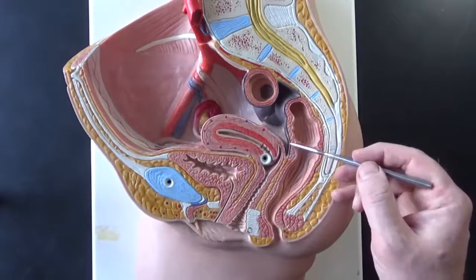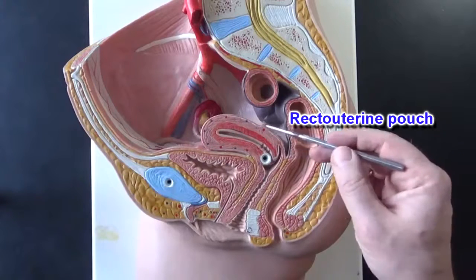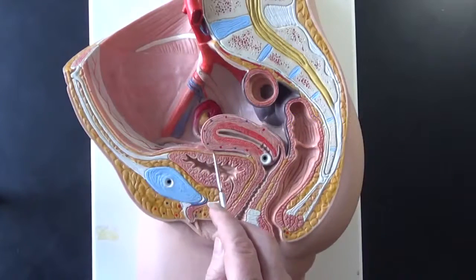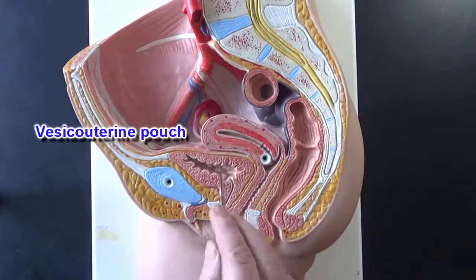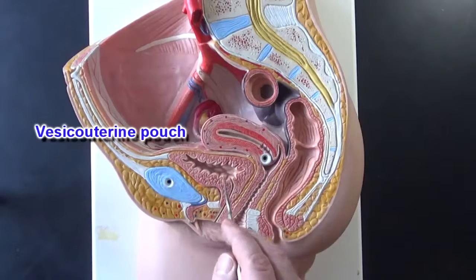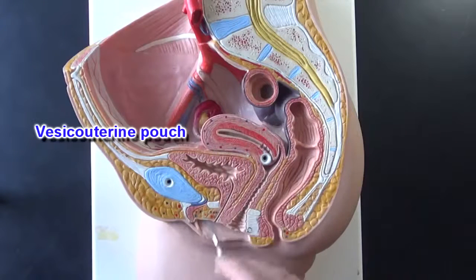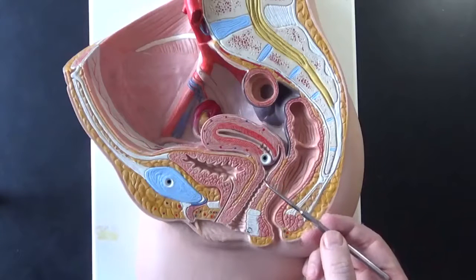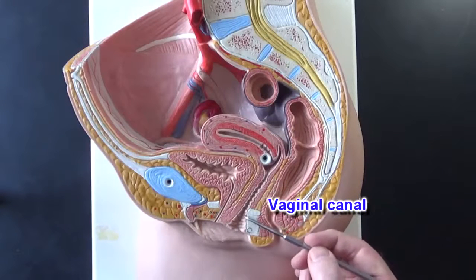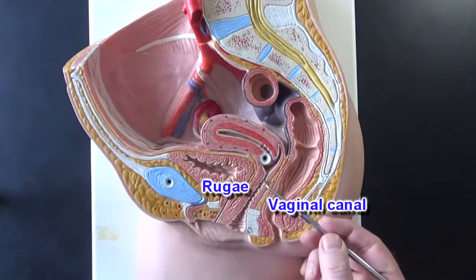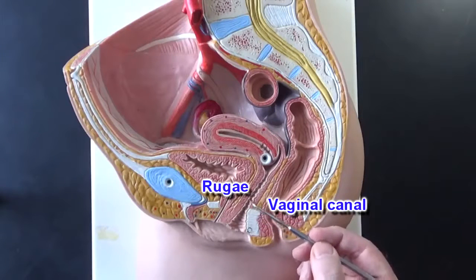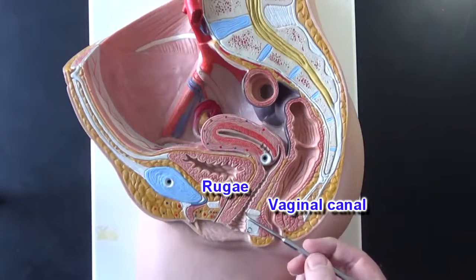This right here is the rectouterine pouch. This right here is the vesicouterine pouch. Vesicle for the urinary bladder and then uterine for uterus. Now, this structure right here is the vaginal canal, and you can see the ruga here. There are folds on this inner membrane to allow this area to expand.